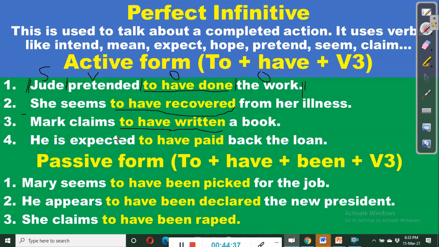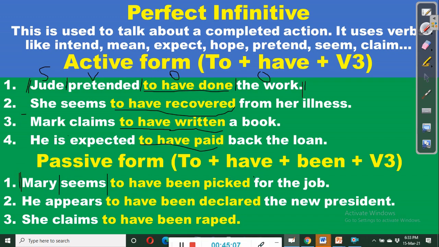Example 4, he is expected to have paid back the loan. To have paid is the perfect infinitive. Now let's look at the passive form. Now we have explained the difference between the passive form and the active form. Now let's analyze the first sentence under passive form and we compare it with the first sentence under active form.